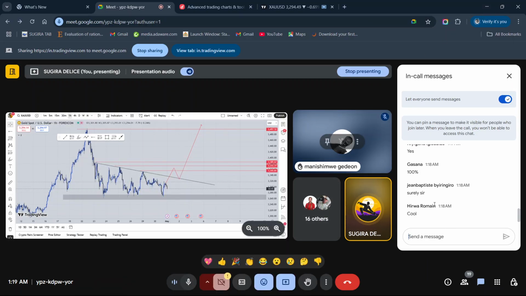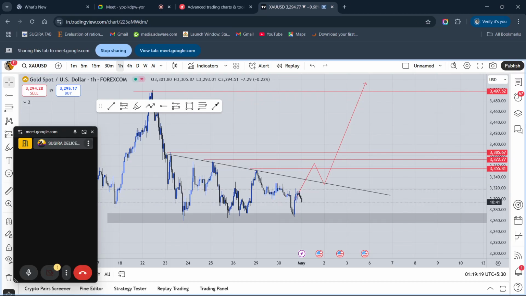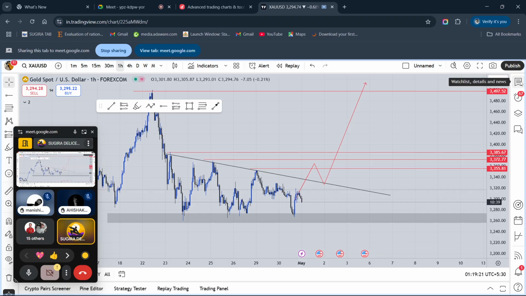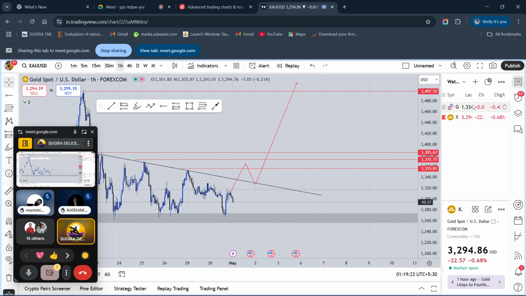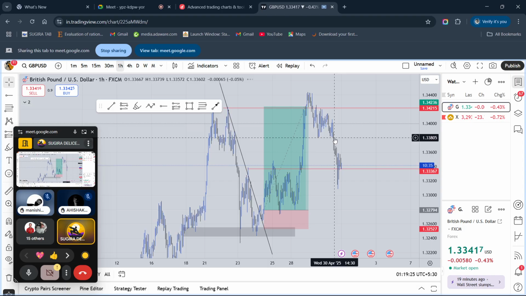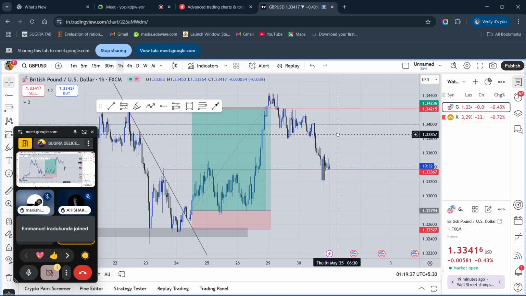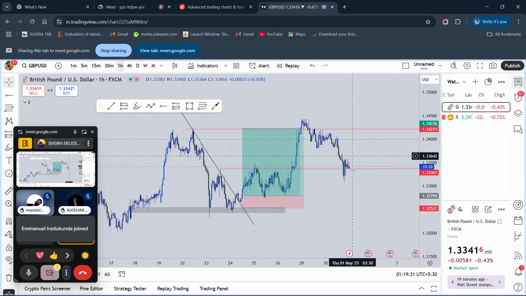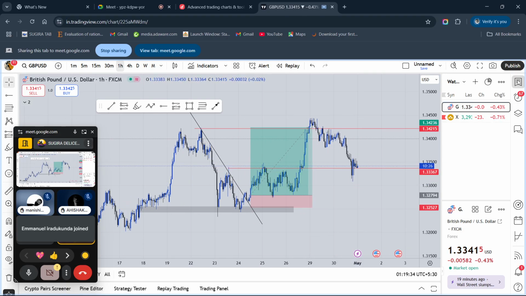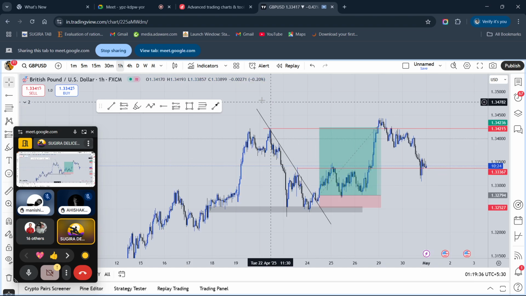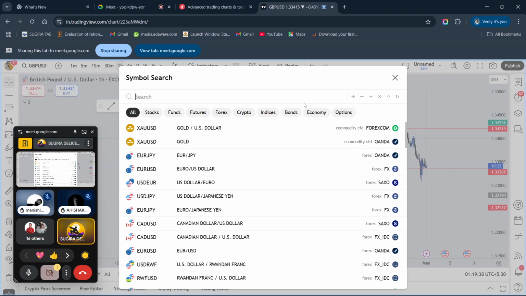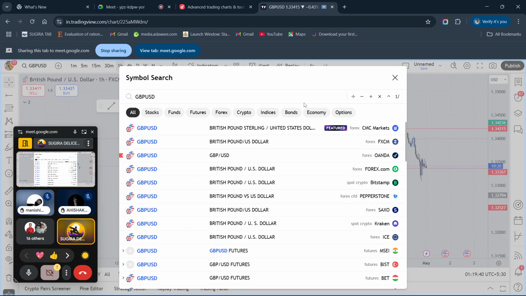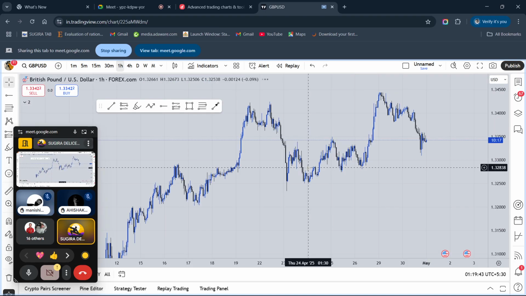So now let's analyze. In short, we have already talked about GBP USD. This is the same thing which happened. There is no setup, I guess, available right now. Let me see. All right, let's check GBP USD on forex.com.